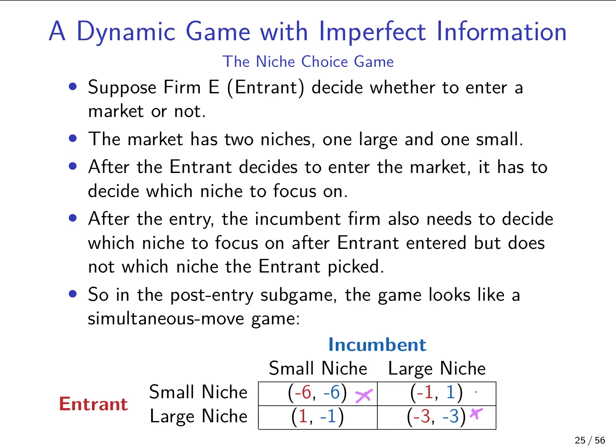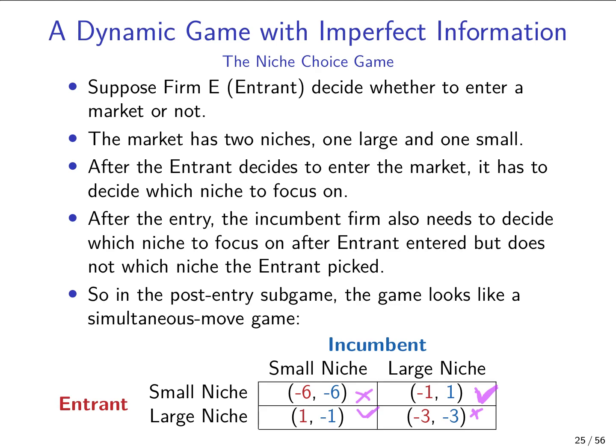Similarly, the strategy profile where both focus on the small niche is not going to be a Nash equilibrium. It will be even more crowded. However, each of them focusing on a different segment is a Nash equilibrium. It turns out that in this game we have two Nash equilibria. One is that the entrant focuses on the small niche and the incumbent focuses on the large niche. The other is that the entrant focuses on the large niche and the incumbent focuses on the small niche.